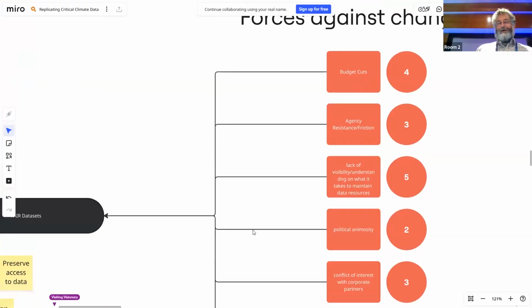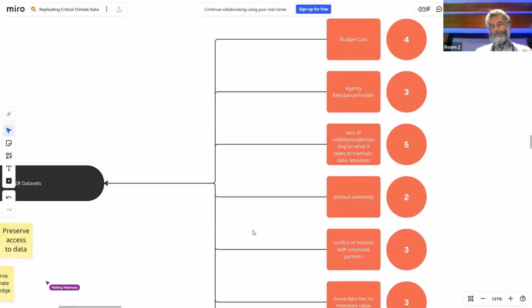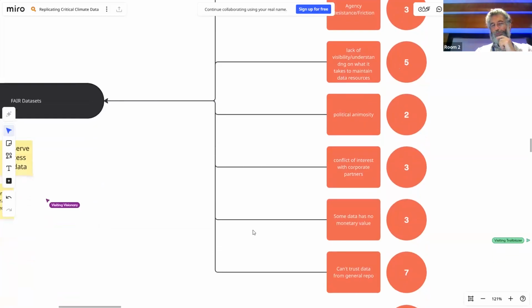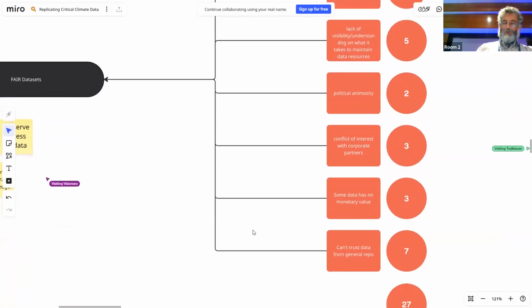So let's review. If our goal is FAIR data sets forever, what are the challenges? Budget cuts, agency resistance and friction, lack of visibility, understanding what it takes to actually maintain these, political animosity, conflict of interest with corporate partners, the data that has no friends, monetary friends, and as we distribute the data into general repos, how do we trust it? Does that sound like what we're up against as a summary?